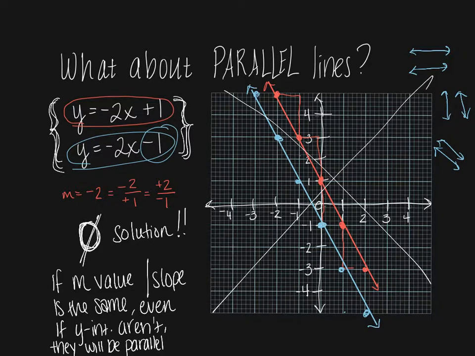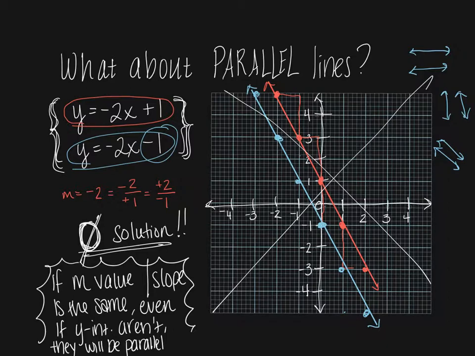One more time. If the m value or slope is the same for both of my equations, even if the y-intercepts aren't the same, then the lines will be parallel and you have no solution. Make sure you have this written down and you have this example.